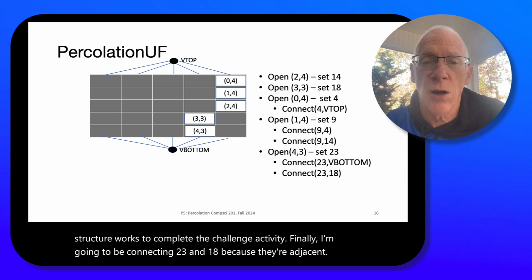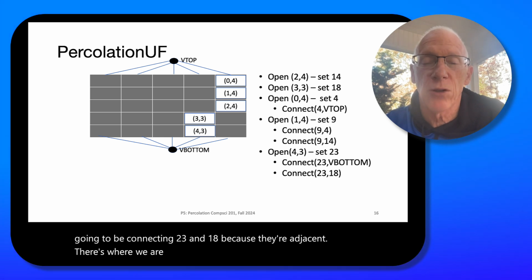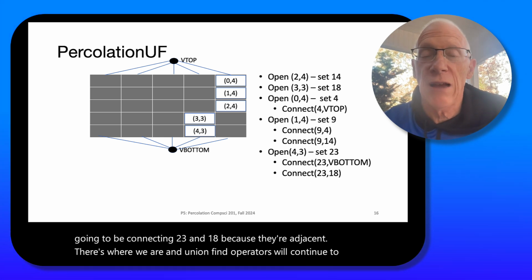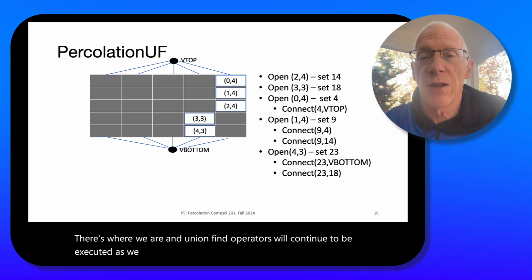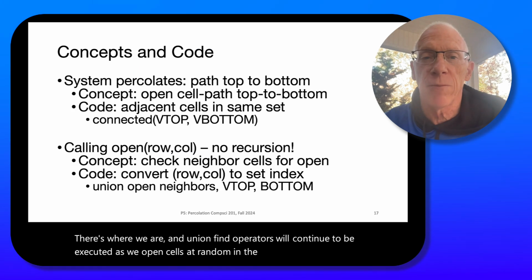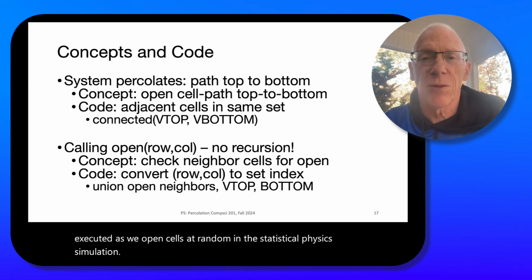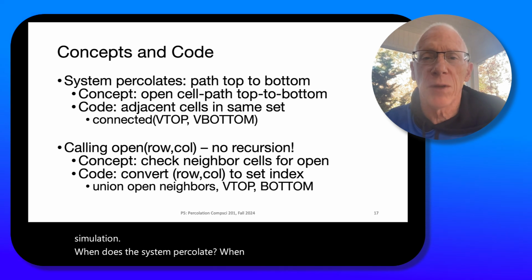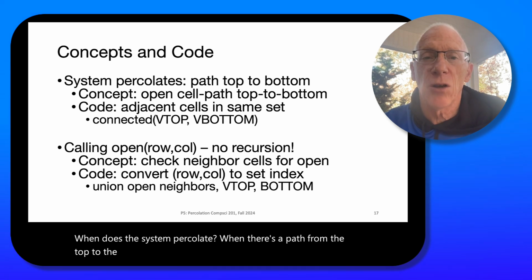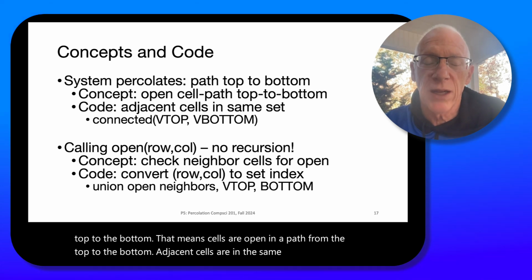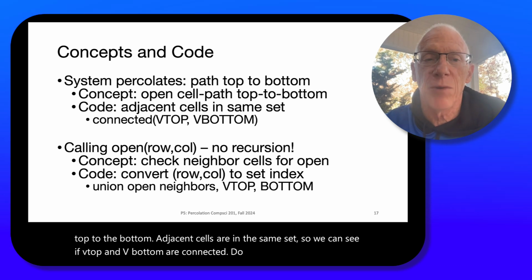There's where we are, and union find operators will continue to be executed as we open cells at random in the statistical physics simulation. When does the system percolate? When there's a path from the top to the bottom. That means cells are open in a path from the top to the bottom. Adjacent cells are in the same set, so we can see if VTop and VBottom are connected. Do they have the same number?